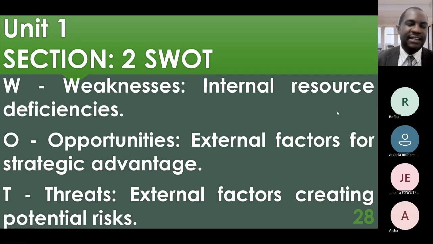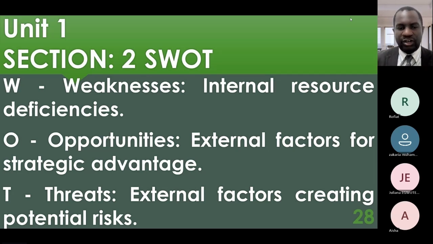Looking at weakness also is internal. The internal resource and deficiencies that bedevil you and make your product or services not acceptable outside. So that internal resource deficiency or bottleneck is a challenge that must be looked at inwards and resolved to harness the strength. It is very important. Every company has a strength and weakness. It's just how to harness it and resolve it that matters.